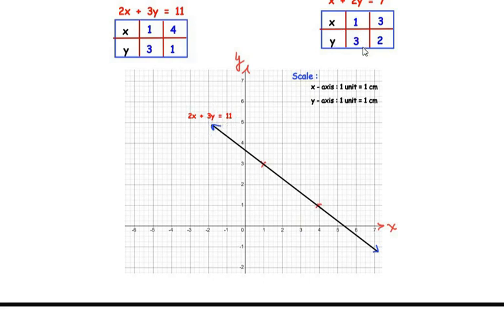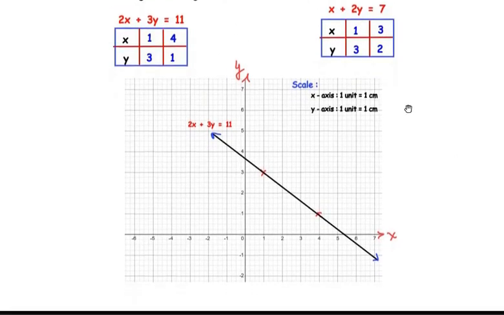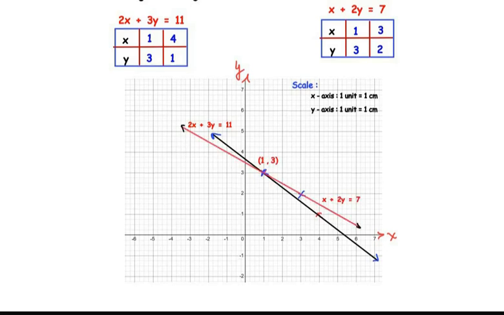Now let us mark the points for the second equation, that is when x equal to 1, y is 3. We again get the point over here. And when x equal to 3, y is 2. The second point is over here. So let us draw a line passing through these 2 points now, this way. So here we have written the equation above this line, that is x plus 2y is equal to 7.